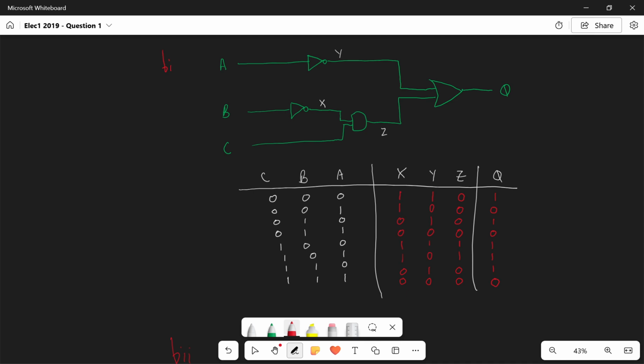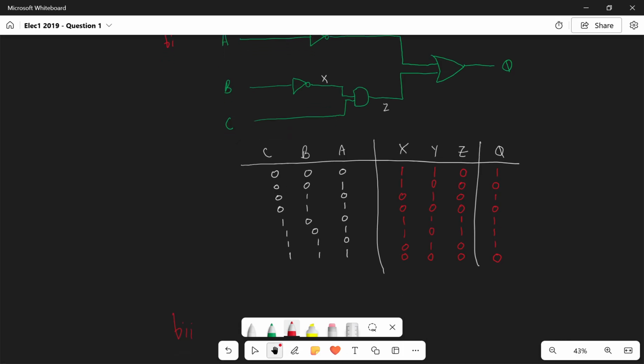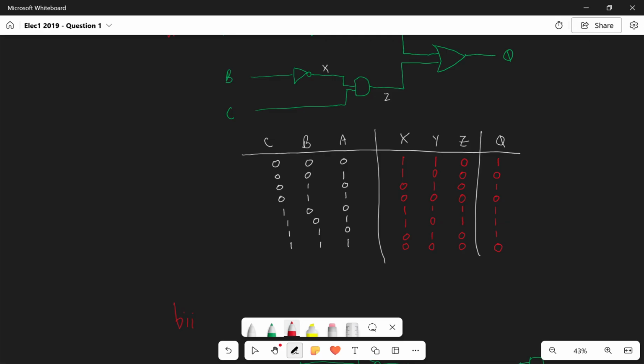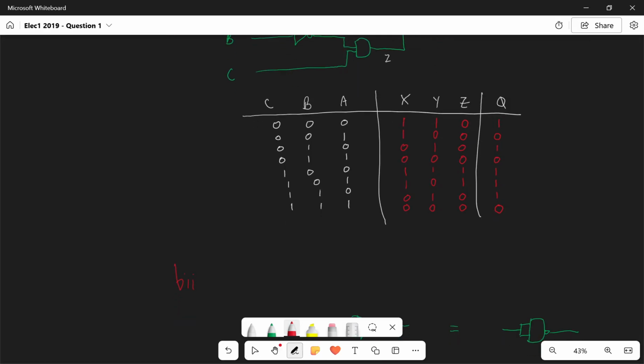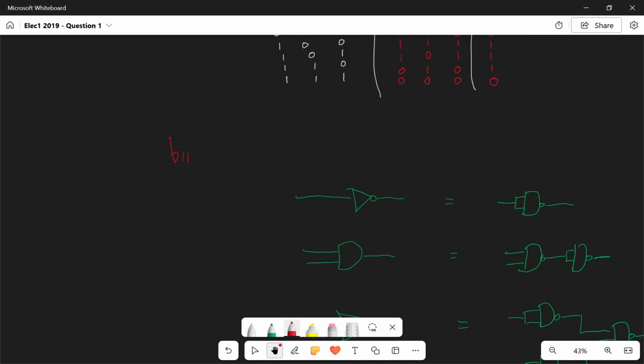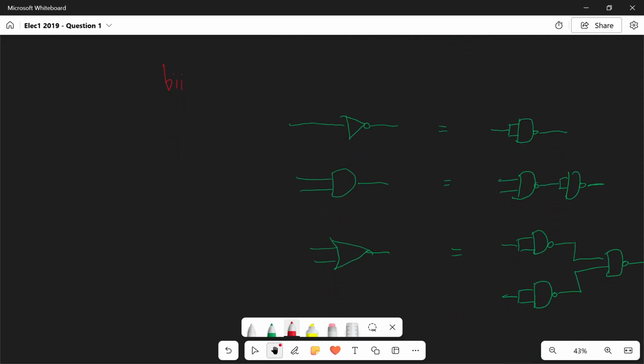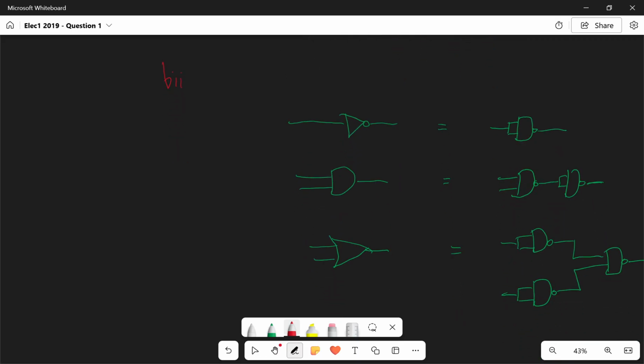Now always check your columns because you actually get the marks for the columns. Make sure that you didn't make any mistakes. My advice maybe is to do this in pencil first, just in case you do make a mistake, because then it does get very, very messy. Okay, so for B2, we're going to be looking at NAND gates.